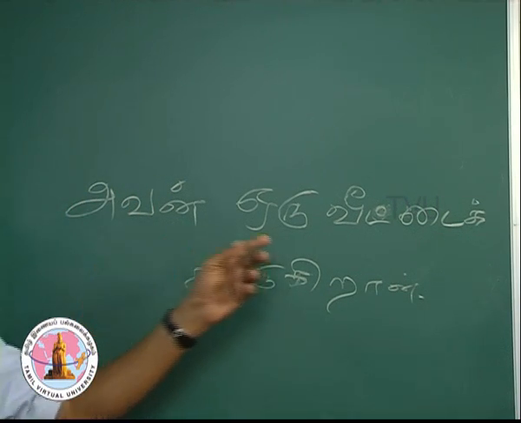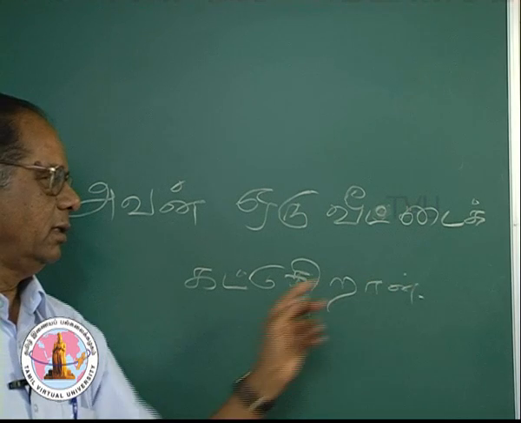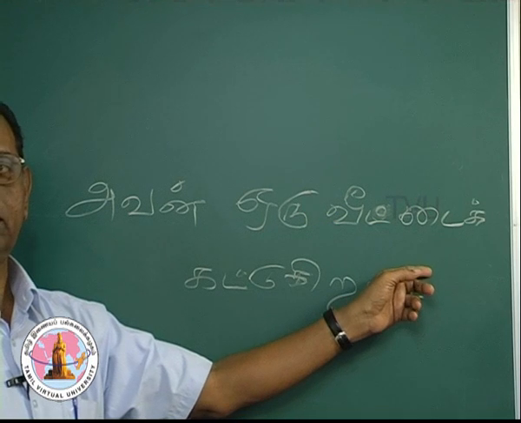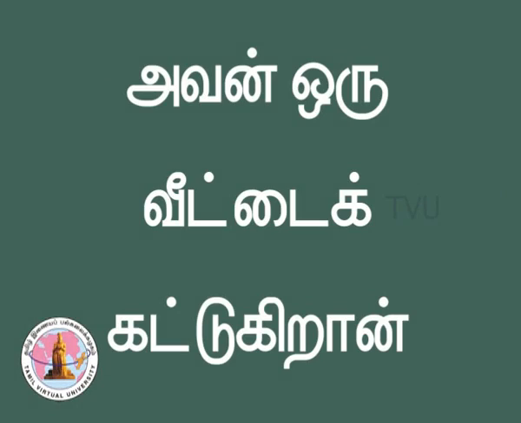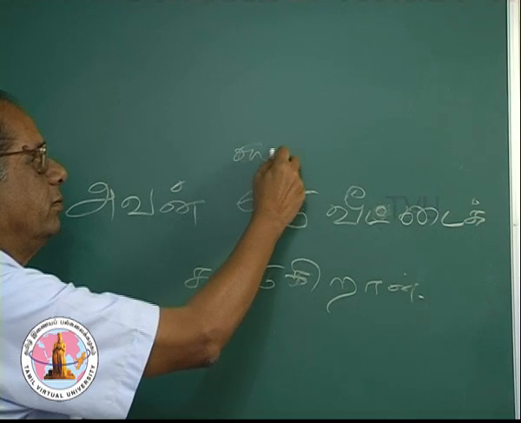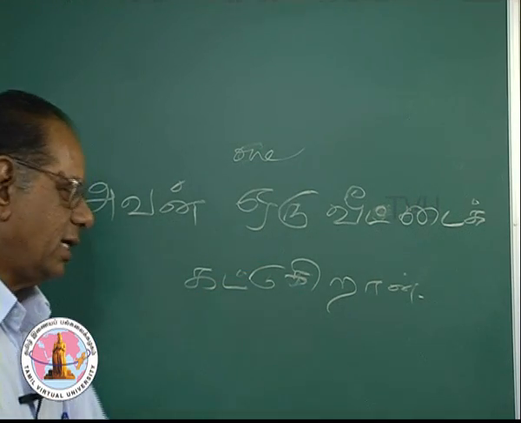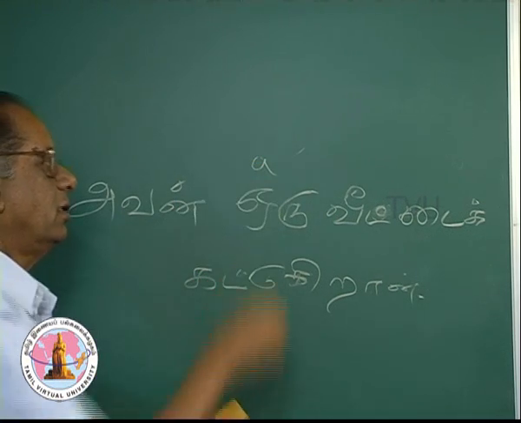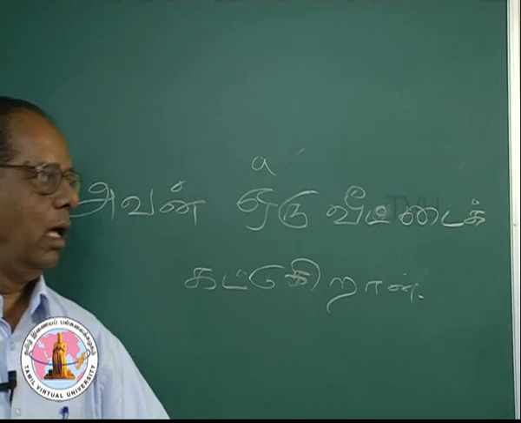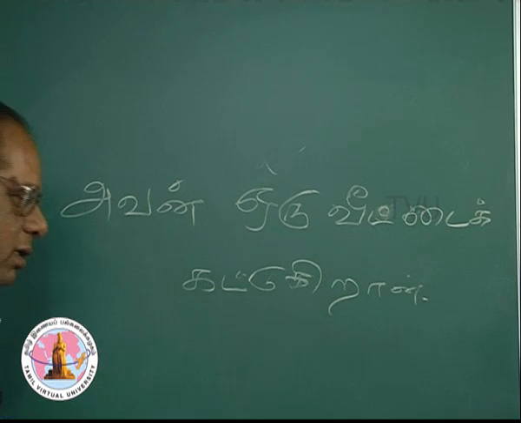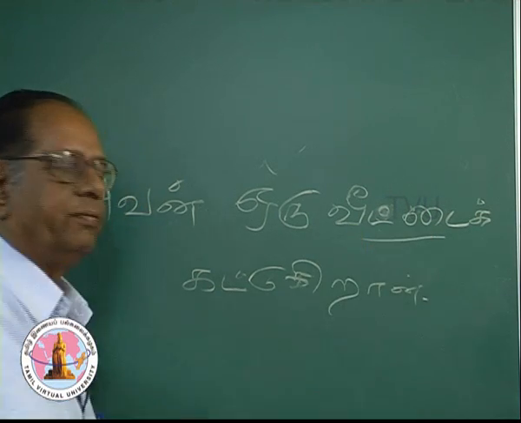அவன் ஒரு வீட்டை கட்டுகிறான். ஒரு is one and here it stands for a. As you say in English, you have an article. அவன் ஒரு வீட்டை கட்டுகிறான். What is the word here?